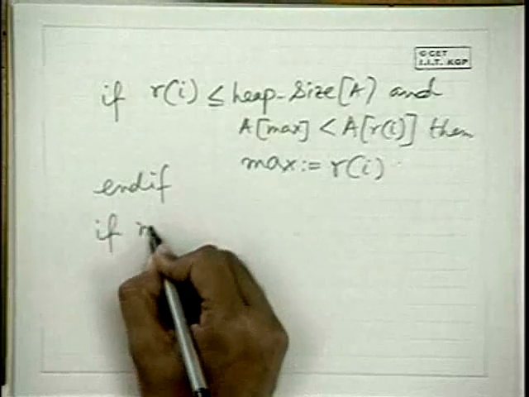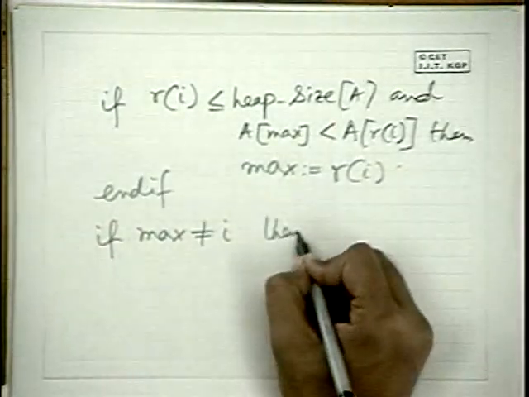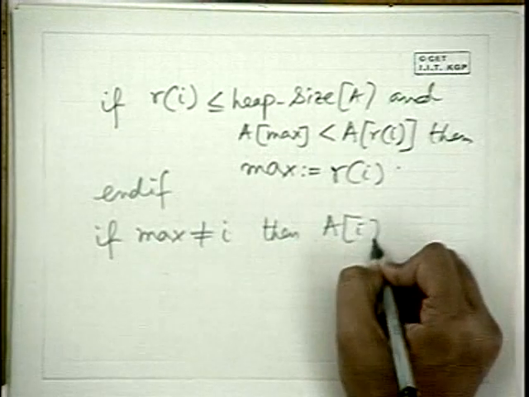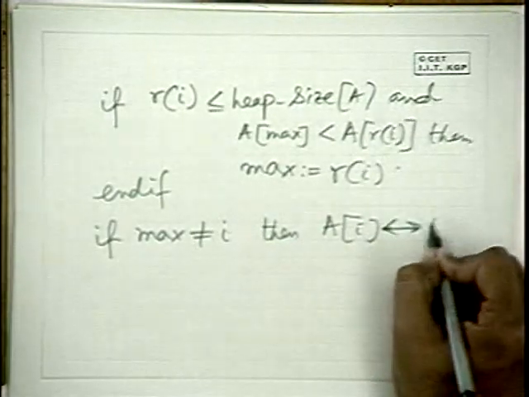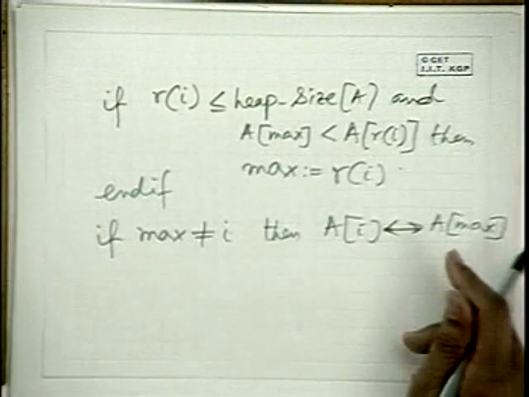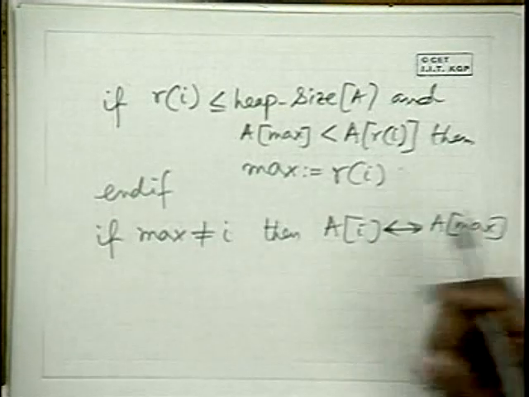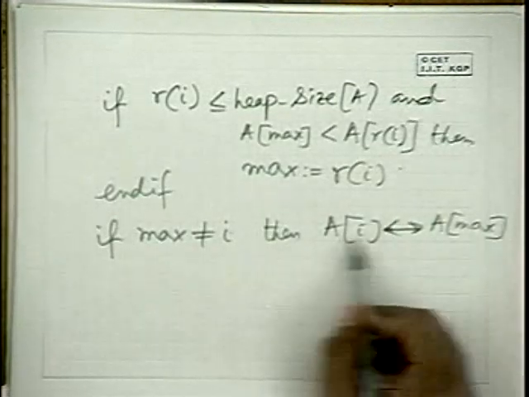Yeah, first you have to swap with the A max. So that's what we have to do. If max is not equal to i, then you just swap A of i with A of max, because max has already been updated properly. With which one should you swap this element A of i? So you are swapping it here.